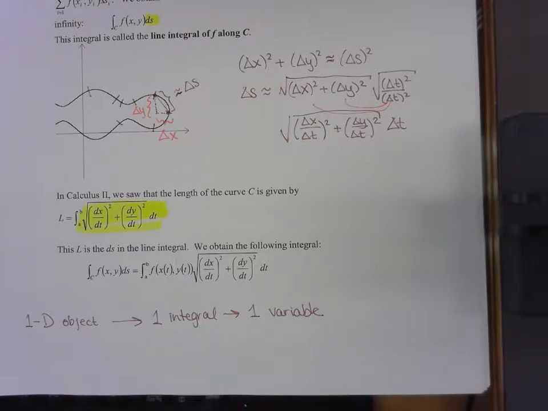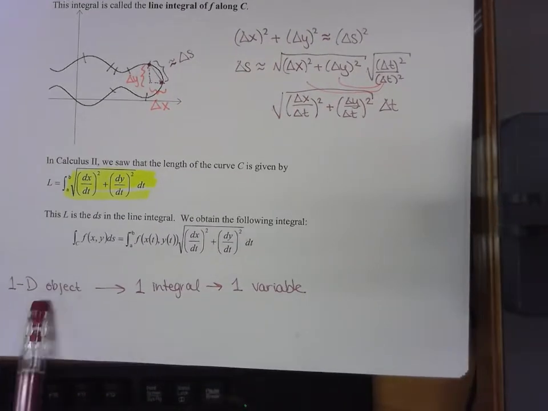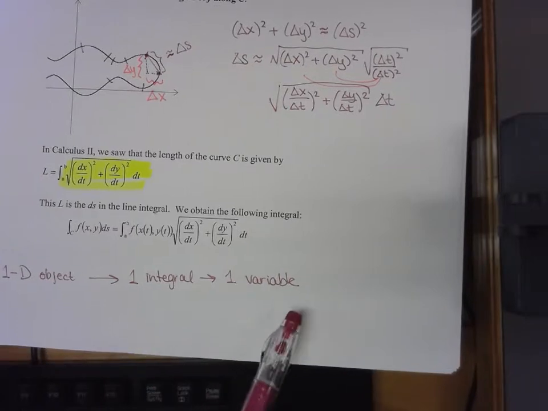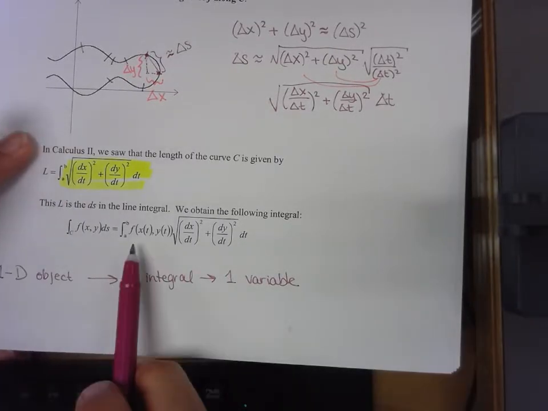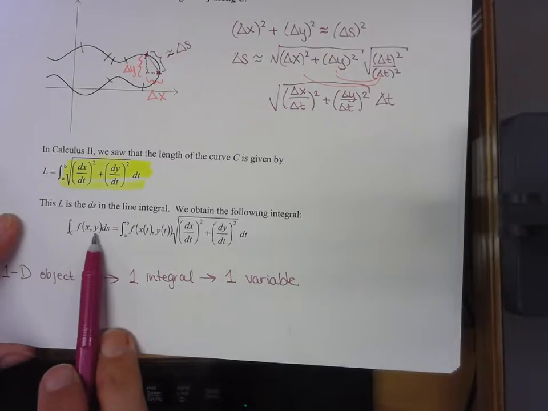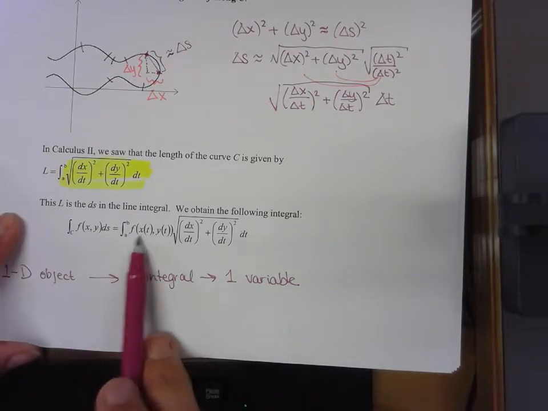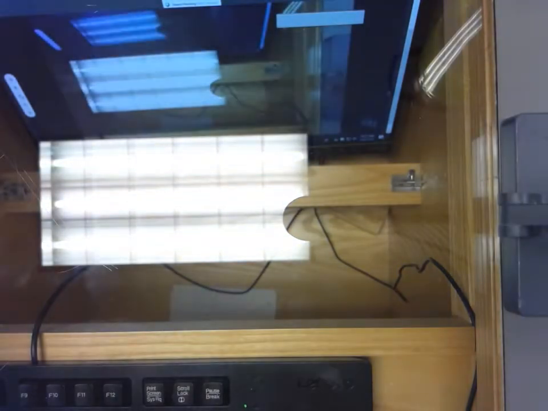Okay? And so if we're dealing with a curve, everything better be in terms of just one variable, and I tend to use t as my parameter. Okay, so then whenever we have an x and a y in the integral, we just have to replace it with its parametric equations. So let's look at an example.